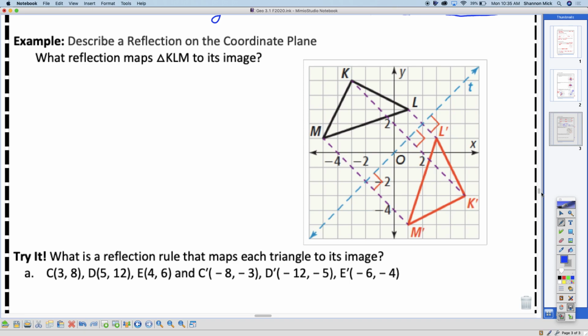Okay, so it's reflecting across this T line, isn't it? You see that? So let's look at what are all the things that are happening. What do you notice about L? Is it the same distance on both? Yeah. What's the coordinate of L? 1, 3. What is the coordinate of K? Negative 3, 5.